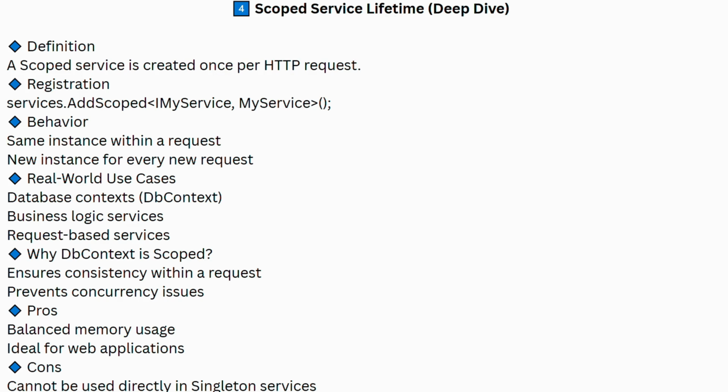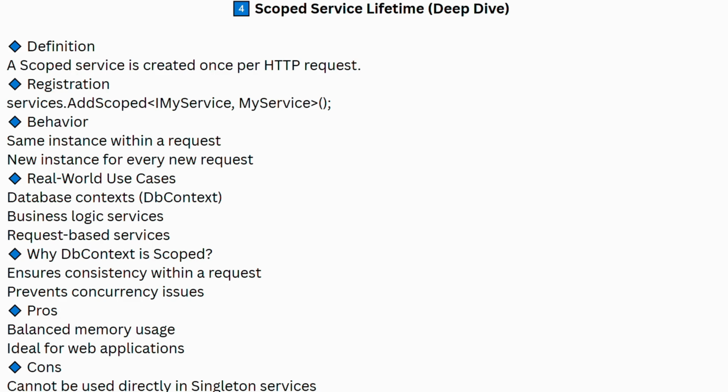Second is the scoped service lifetime. So what is the definition? A scoped service is created once per HTTP request. Okay. So one HTTP request, one client. Just think about it, there is a client and a server. In every web application, in every service, there are two things, client and server. So one client is requesting something from the server. So one HTTP request is sent to the server.